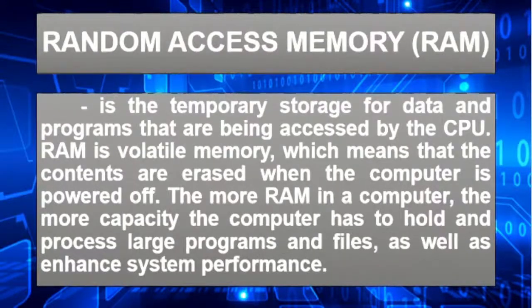Random access memory or RAM is the temporary storage for data and programs that are being accessed by the CPU. RAM is a volatile memory, which means that the contents are erased when the computer is powered off. The more RAM in a computer, the more capacity the computer has to hold and process large programs and files, as well as enhance system performance.